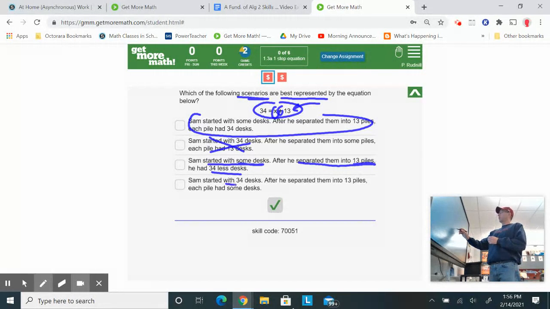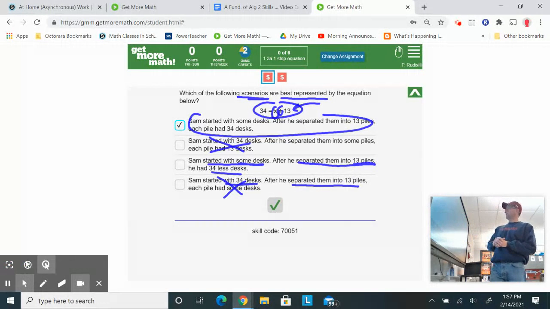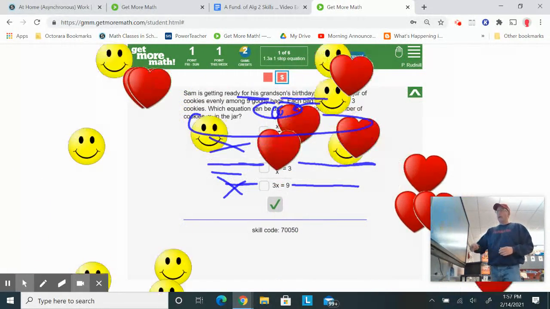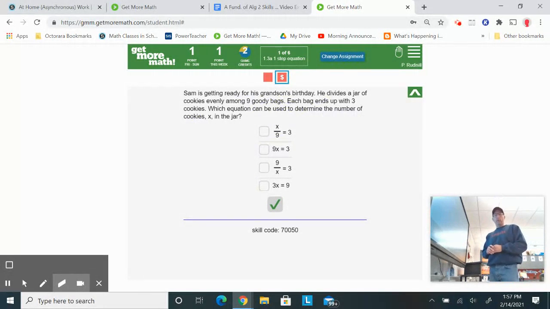He started with 34 desks. Separated them into 13 piles. That would be 34 divided by 13. That's not what we want. So I'm going to go with the first one, because he started with some desks, separated them into 13 piles, and the result, the answer, which would be equal to, is the 34 desks. And it's correct. And the reason we're getting hearts is because I'm doing this video on Valentine's weekend.